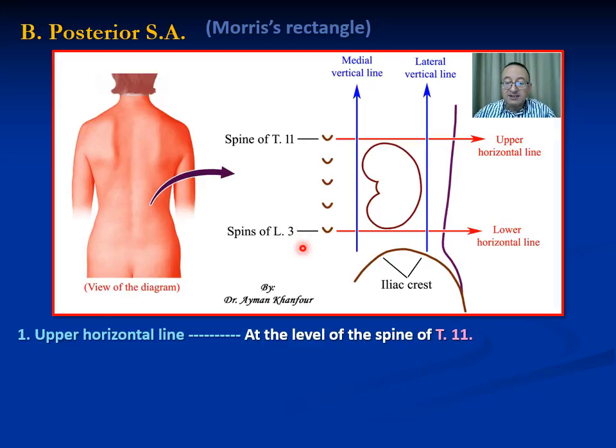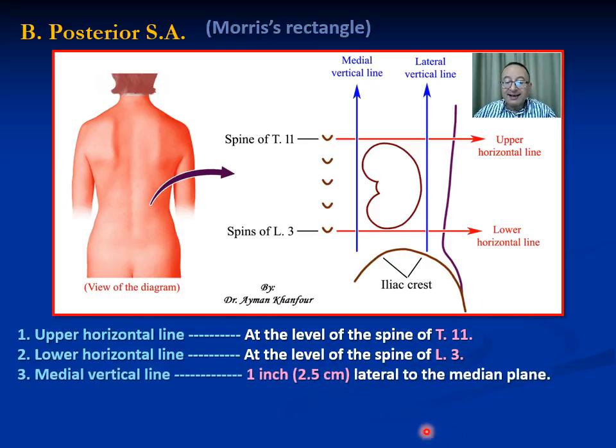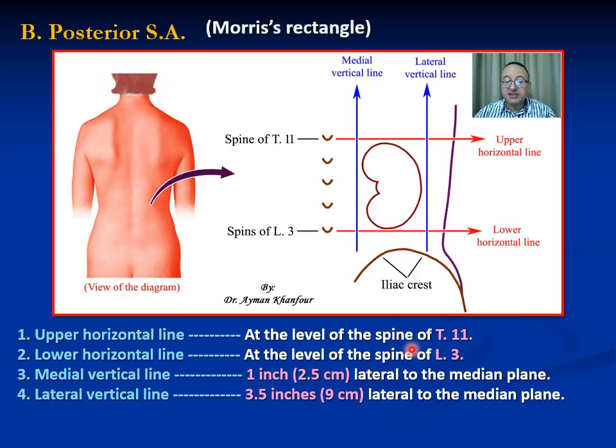What about the lower horizontal line? It lies at the level of the spine of the 3rd lumbar vertebra. Again, I'm repeating, I mean here the spine, not the body. What about the 2 vertical lines? Yes, we have 2 vertical lines, a medial one and a lateral one. The medial one lies 1 inch from the midline, and the lateral one lies 3.5 inches lateral to the midline.